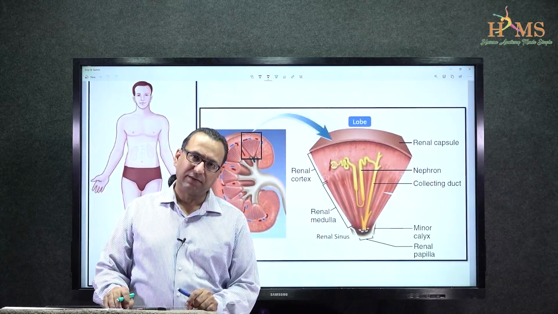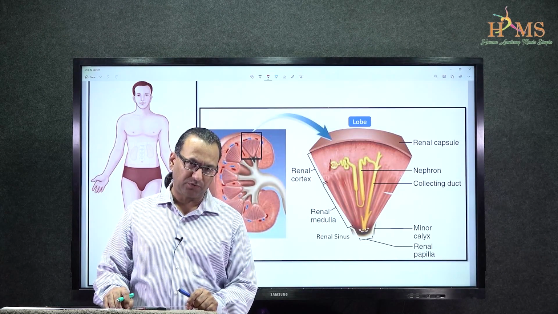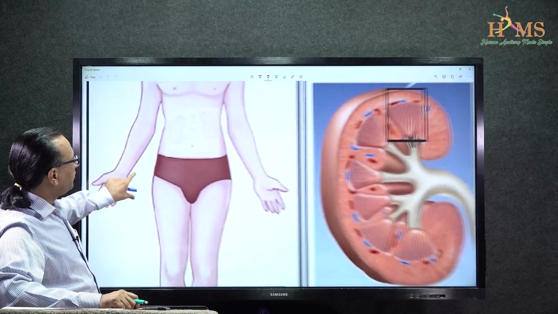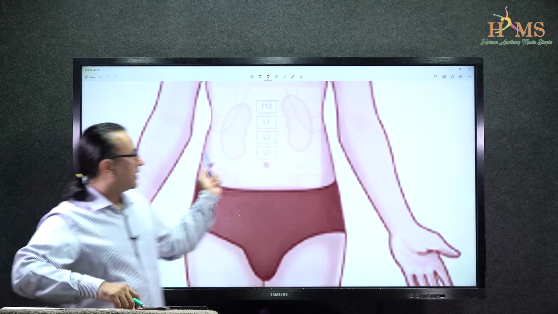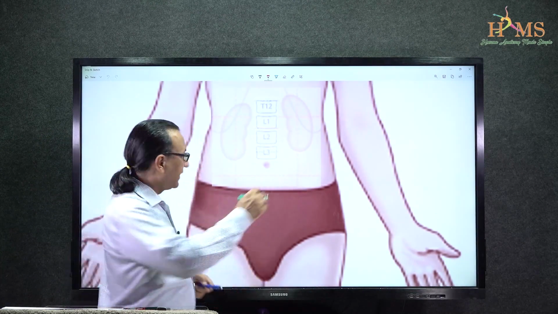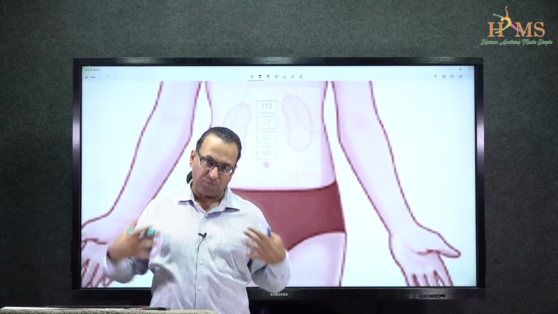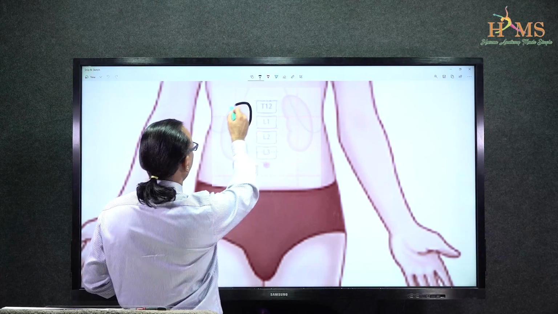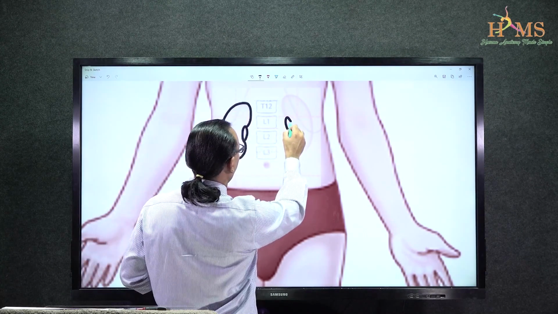Now let us have an idea over the location and the relations of the kidneys. As you will see, kidneys are retroperitoneal organs and are lying in the lumbar region. But not only do they lie in the lumbar region, there is actually overlapping of 4 regions. First of all, let us mark the kidneys here. This is the right kidney, and we can mark the hilum of the right kidney here. This is the hilum of the left kidney.